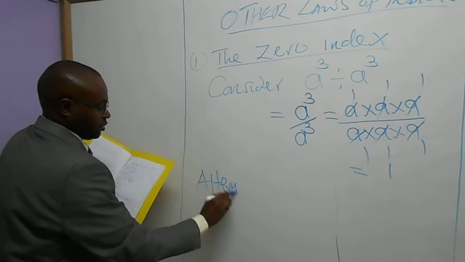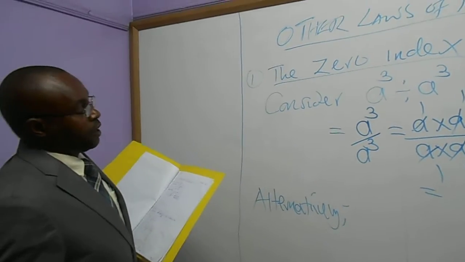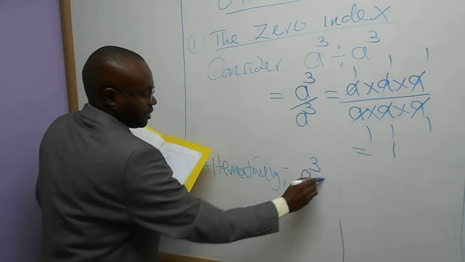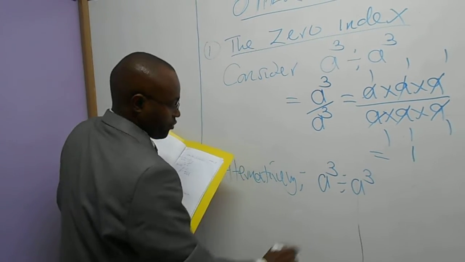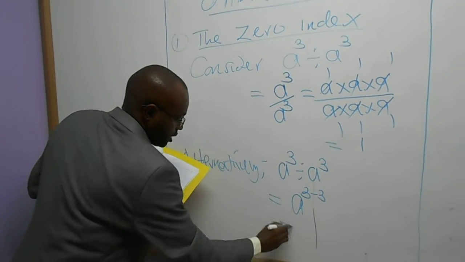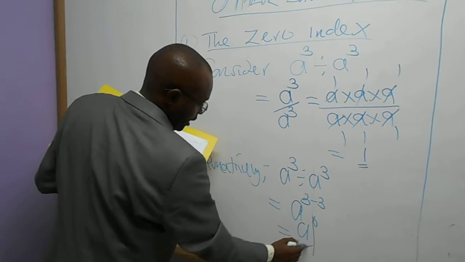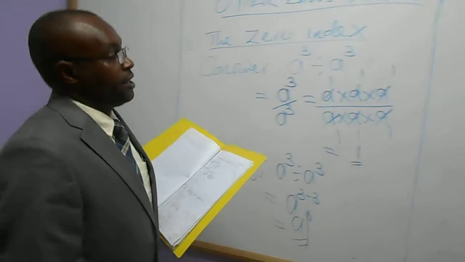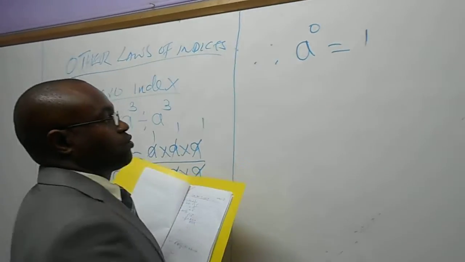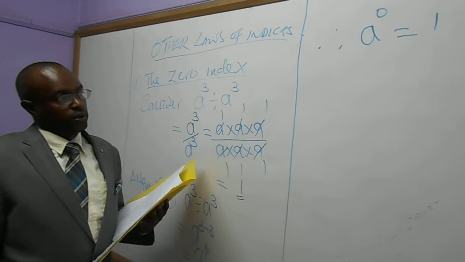Alternatively, we can apply the second law of indices, that when we are dividing, we subtract the powers. A to the power 3 divided by a to the power 3. We subtract the powers and we have 3 minus 3, which will give us a to the power 0. So on one hand we have 1, and on the other hand we have a to the power 0. Therefore, we conclude that a to the power 0 equals 1. So what this means is that any number raised to power 0 is 1.